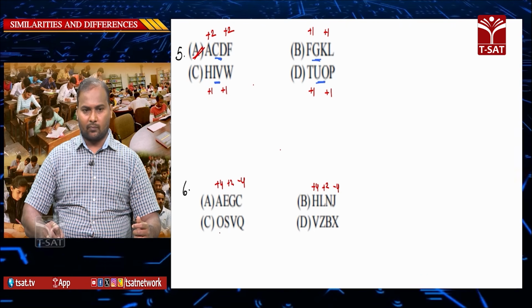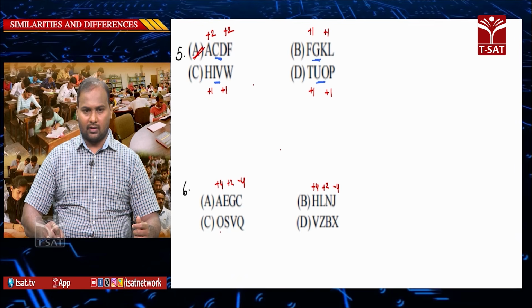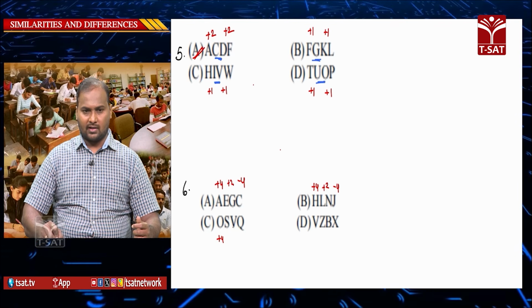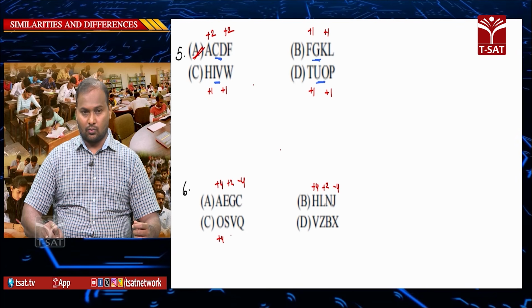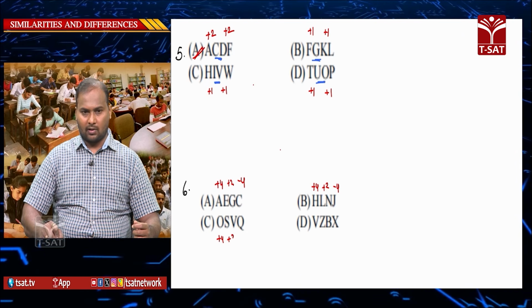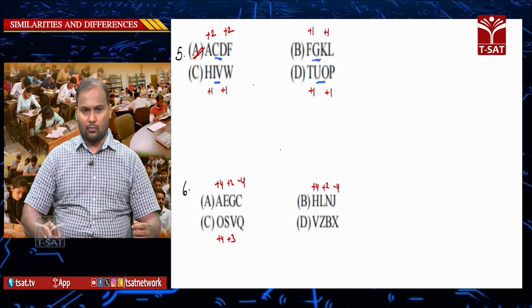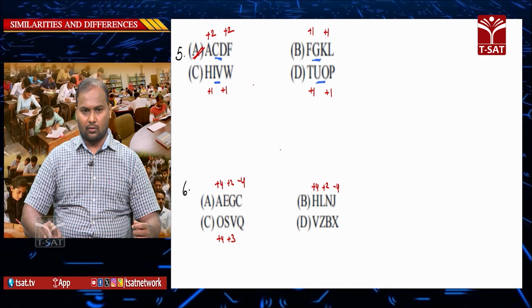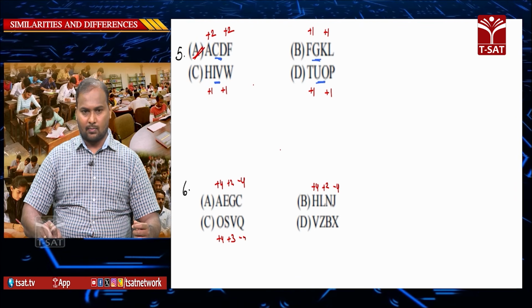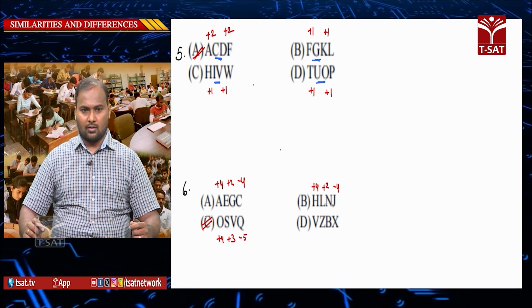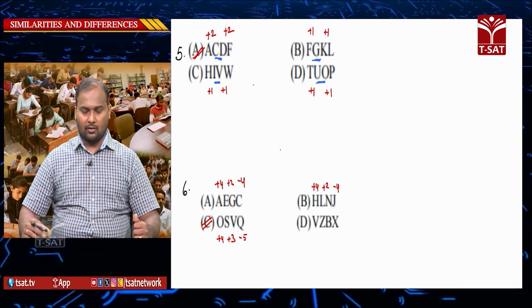Come to option C. O is what? 15, S is 19. So increased by plus 4. S is 19, V is 22. So it is increasing by plus 3, because 19 plus 3 is 22. And again V to Q, V is 22, Q is 17. So it is decreased by minus 5. So obviously option C is the answer, because it is not following this particular pattern.